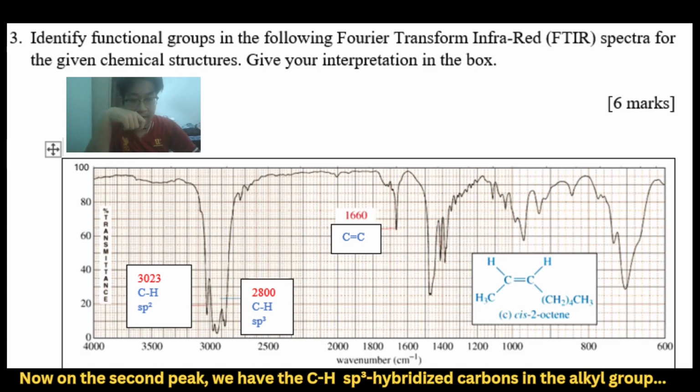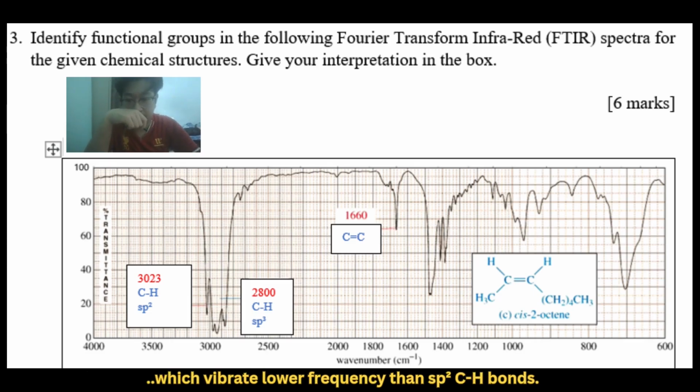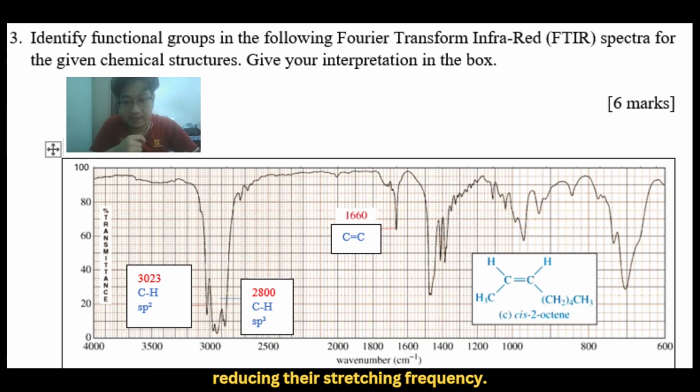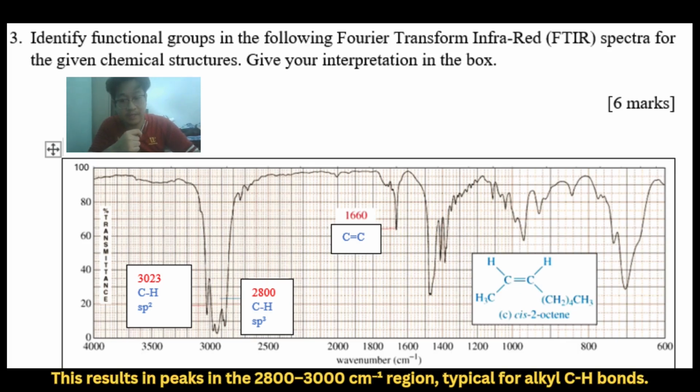Now, on the second one, we have the CH sp3 hybridized carbons in the alkyl group, which vibrate at a lower frequency than the sp2 CH bond group. Because it has lower s character, these bonds are slightly weaker and longer, reducing the stretching frequency. This results in peaks in the wave number region of 2800 to 3000, which is typically for alkyl CH bond groups.